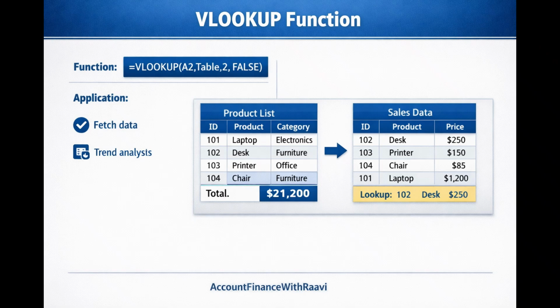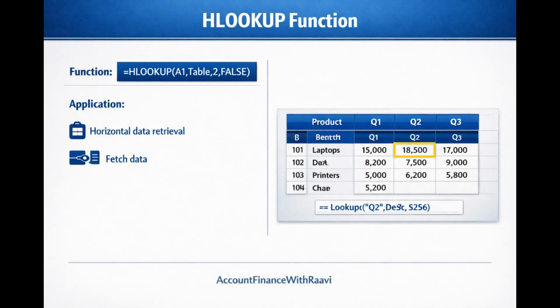Next, after VLOOKUP, the next function is HLOOKUP. VLOOKUP is vertical lookup and HLOOKUP is horizontal lookup. Normally this is applied for horizontal data retrieval. If you want to retrieve data horizontally, then we will be using it for fetching the data also. When it comes to the syntax, you can find how we need to execute this HLOOKUP in Excel. You can see the syntax here.